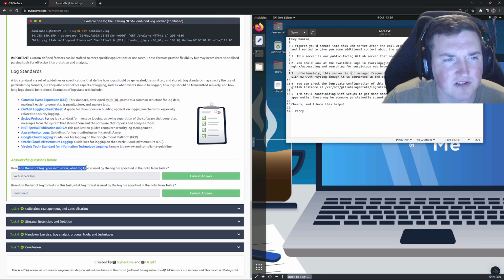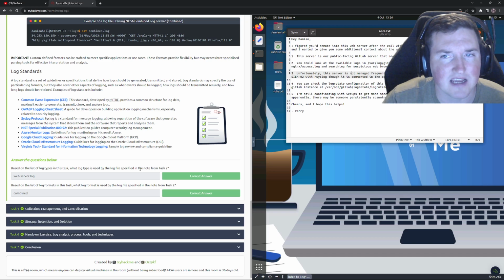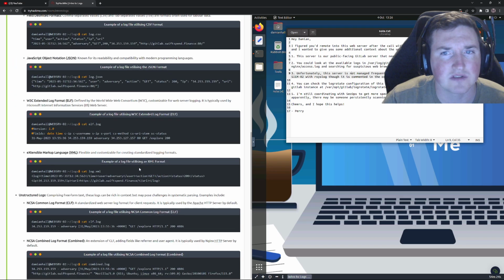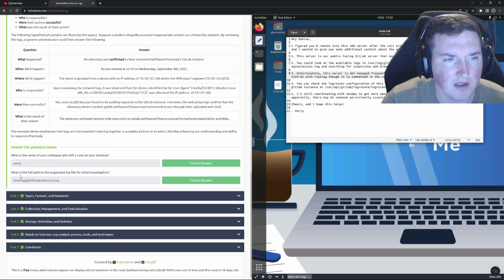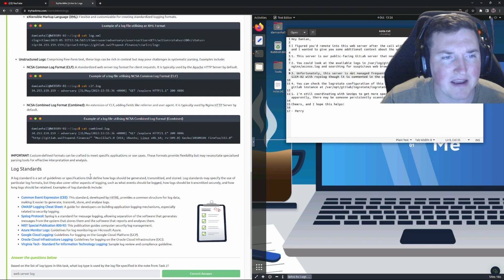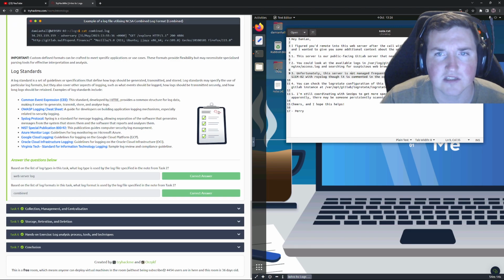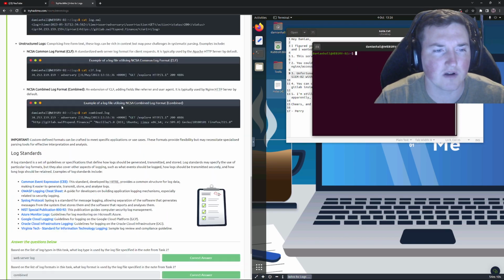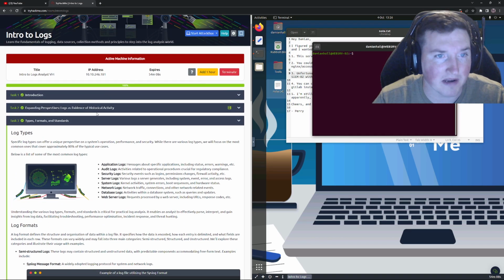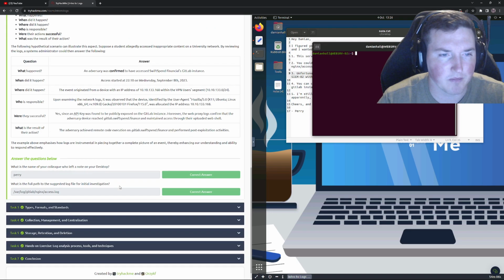Okay, based on the list of log types in this task, what log type is used for the log file specified in task 2? Well, if you remember in task 2, we have this access log, okay? Well, what format is that? That's what they're asking. Well, let's go ahead and open it up and take a look. We'll go back because we never did open it. But we'll go ahead and open the file.